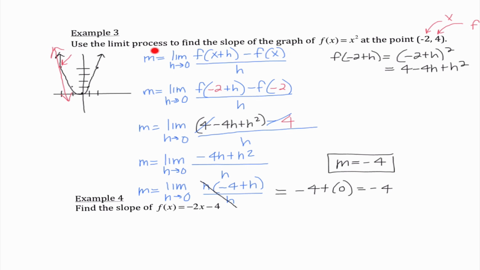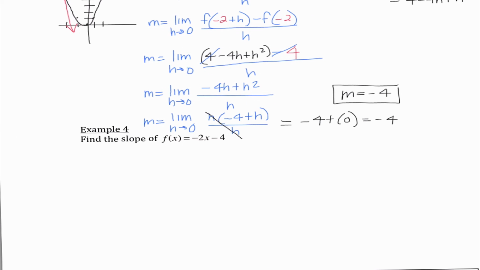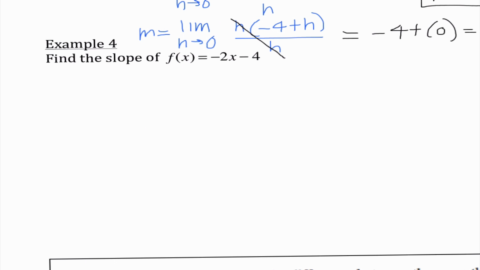I also want to point out our notation here. This is super important. Okay, so number 4, this time it says find the slope of f of x equals -2x minus 4. Now, if we're using common sense, this is a linear equation. My slope should be -2. But let's go ahead and use this process just to verify that.